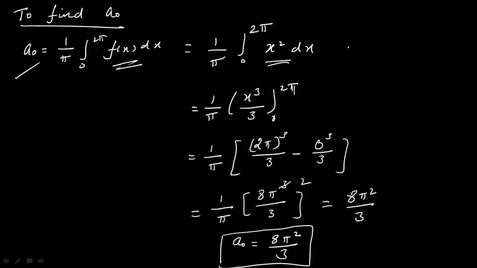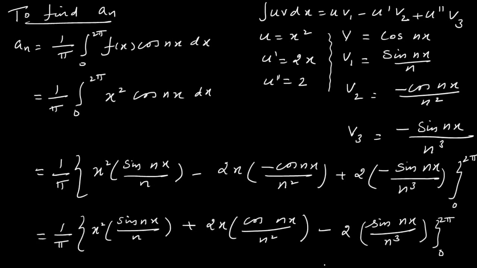So integrating x square, what you get? X cube divided by 3. So first we have to substitute the upper limit. So replace x by 2 pi. And next you replace x by 0. 0 means this term becomes 0. So 2 pi the whole cube, simplifying this you get 8 pi square divided by 3.